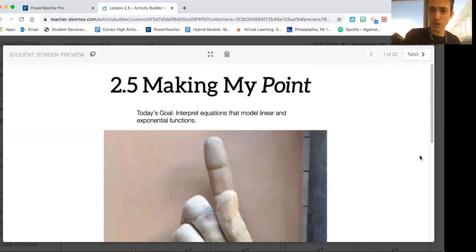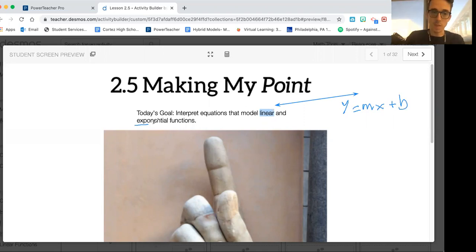So let me get my glasses on and then we'll dive into 2.5, talking about the interpretation for equations that model linear. So linear, recall, could look like a straight line. It could also take on the form of y equals mx plus b.